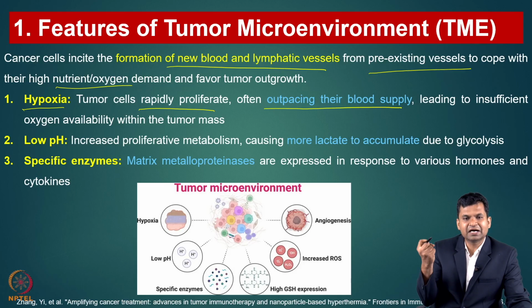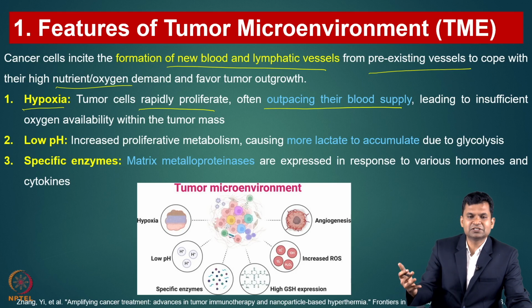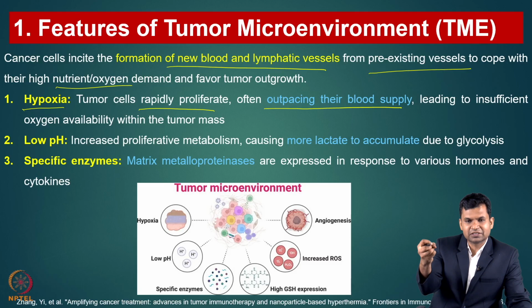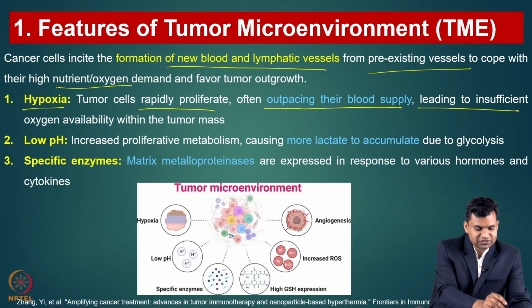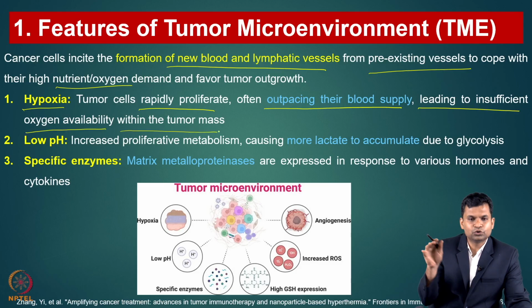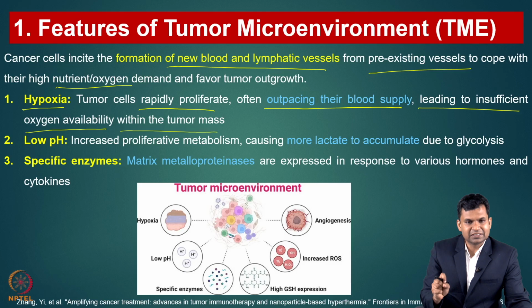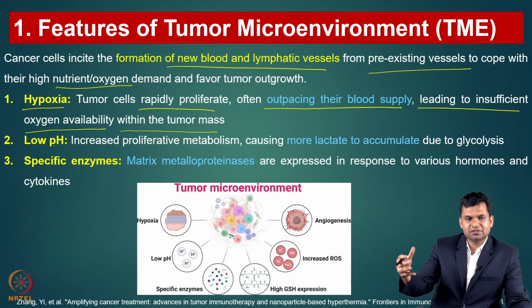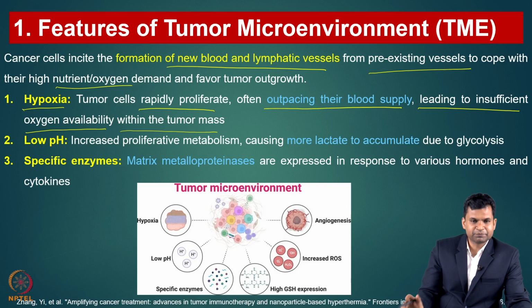Definitely they need a high amount of blood, but they are growing very rapidly, which means less blood reaches the cancer cells. That leads to insufficient oxygen availability within the tumor tissues. That condition is called hypoxia: lack of oxygen in the tumor cells because of the abnormal growth of the cells. So the first condition is hypoxia, and the second condition is low acidic pH.